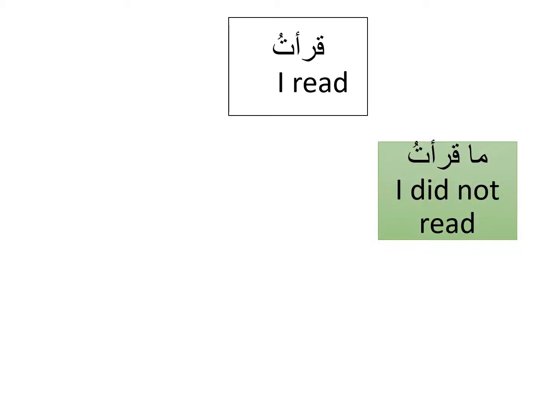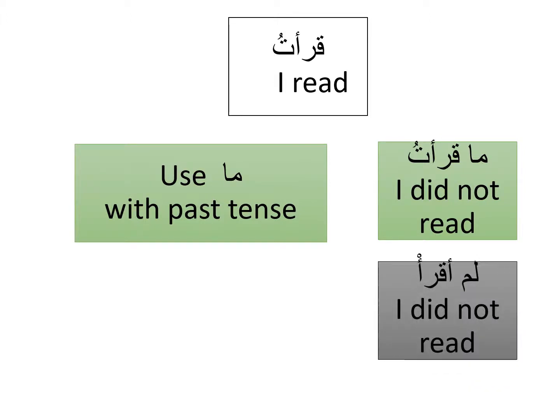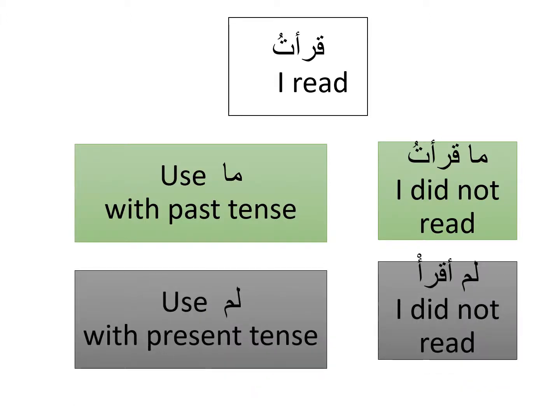قرأت. ما قرأت. ما. Again, you use it with past tense. لم أقرأ. لم, use it with present tense. You have to be careful when you negate past tense. If you decided to use ما, then follow it by past tense. If you decided to use لم, then follow it by present tense and change the حركة for the present tense to سكون.